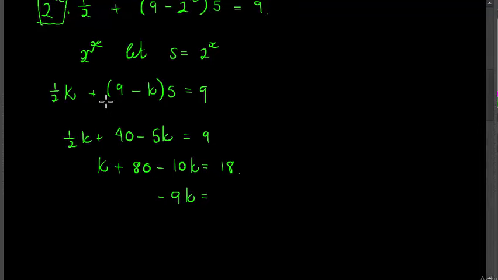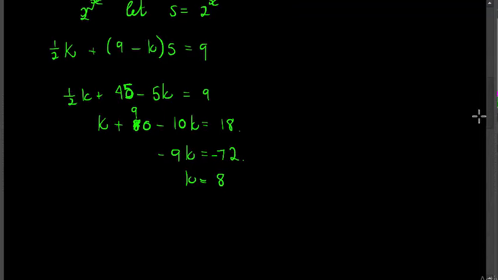I just see I've made a silly mistake here. 5 times 9 is not 40, it's 45. Sorry about that. That's 45, and so 45 times 2 is 90. And then negative 9k gives me negative 72, and then k is equal to 8, because 72 divided by negative 9 is 8.